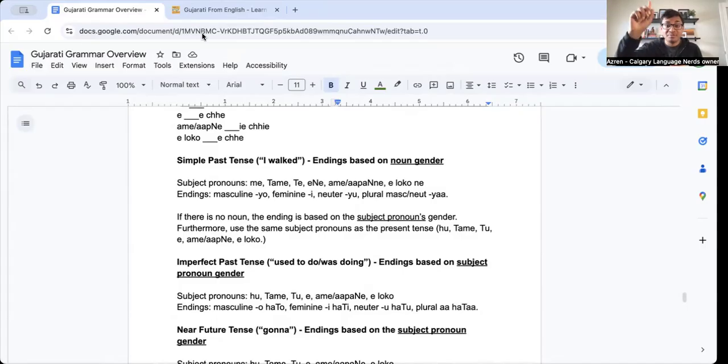If there's no noun in the sentence, then it matters if you're a man or a woman or whatever. Then your gender matters. But if not, we don't care. It's based on the noun. Okay.